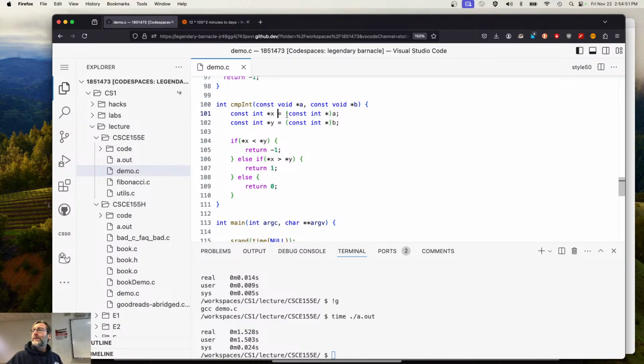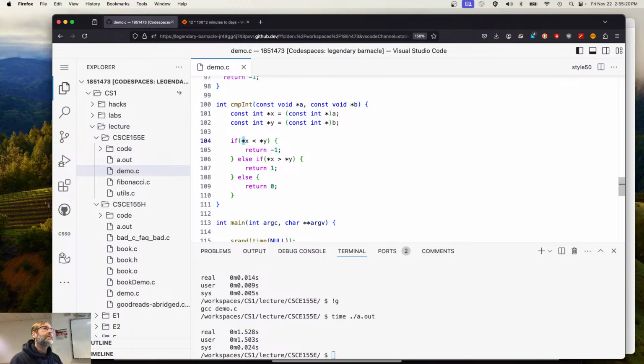The way that it works is we force A and B to become const int stars. Now they are integers, right? Now we can take a look, and that one has a value of 42, and that one has a value of 72. So 42 comes before 72, right? And once we've got x and y, we've forced them to become integers. We can then start making comparisons. Right? Why do I have a star right here?